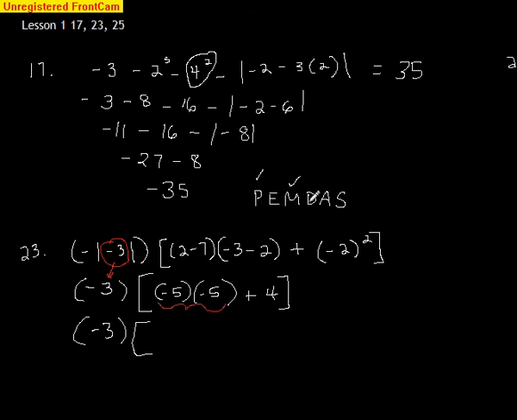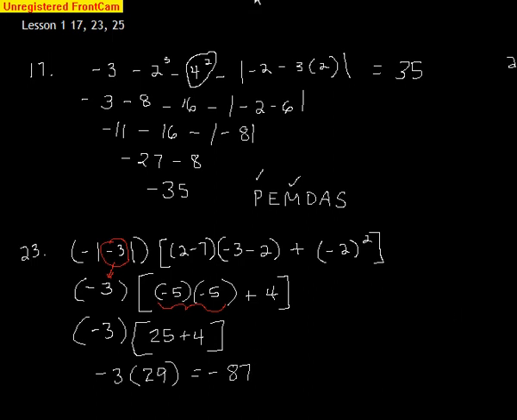Please excuse my dear Aunt Sally. So negative 5 times negative 5 is 25. And then we have our plus 4. And finally we have negative 3 times 29. And we get our answer of negative 87. These are so much fun.